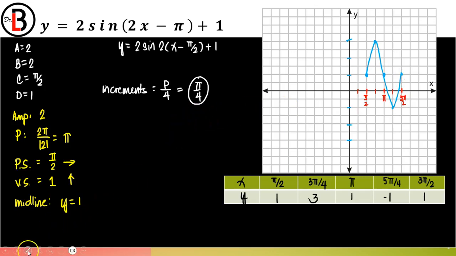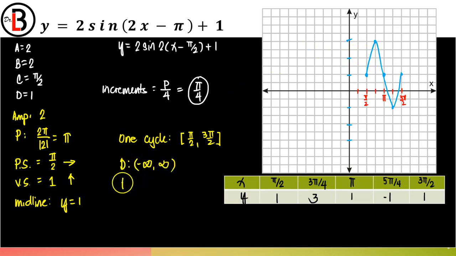So if I ask you, for one cycle, it would be from pi over 2 up to 3 pi over 2, because that's also the ones in the table. But of course, what would be the domain? The domain could extend to the left and to the right. The domain is any real number. What about the range? The range should be the lowest, which is negative 1, up to the highest, which is 3. So from negative 1 up to 3.